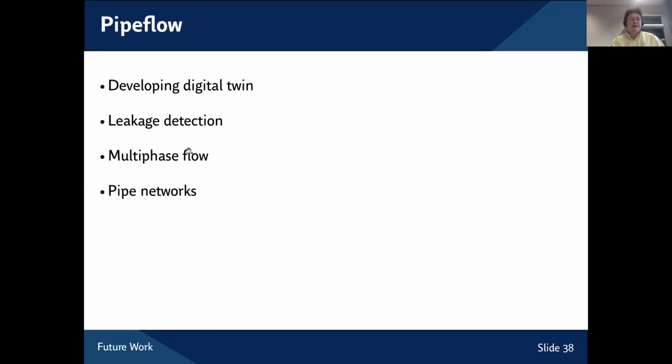And lastly, as was mentioned by Case, this project is part of a grander scheme of developing a digital twin for pipe flow. So of course, I want to apply this framework to pipe flow settings and to develop in the long run a digital twin that's able to detect leakages and compute multi-phase flows, and even compute on larger pipe flow networks, as has been described in earlier talks today.